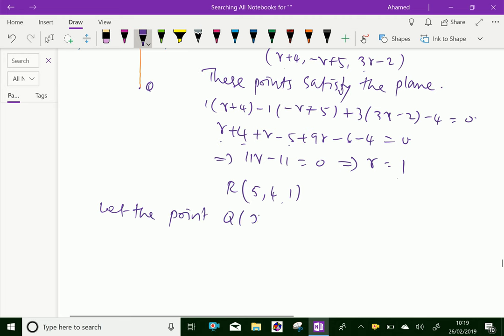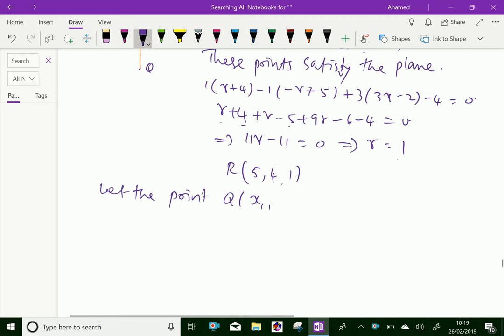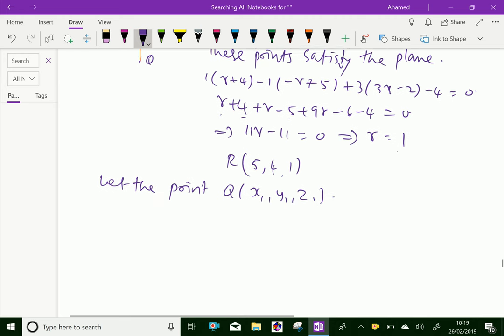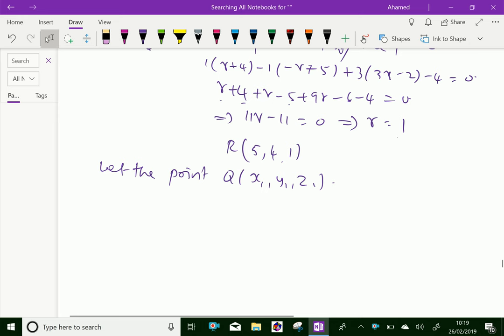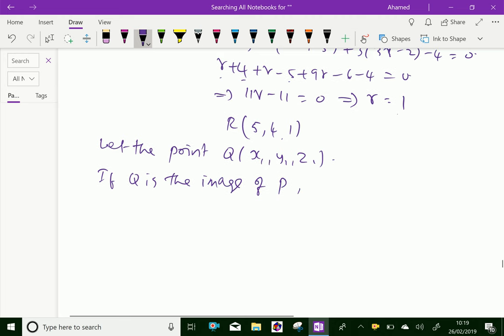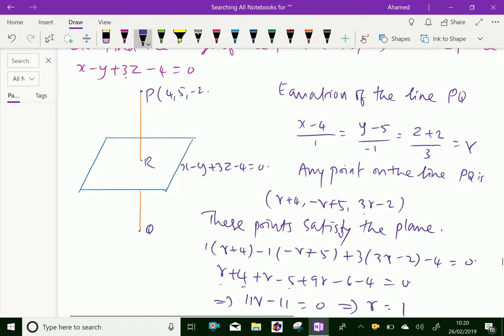Let the point Q be (x1, y1, z1). If Q is the image of P, then R (5, 4, 1) is the midpoint of the points P and Q.